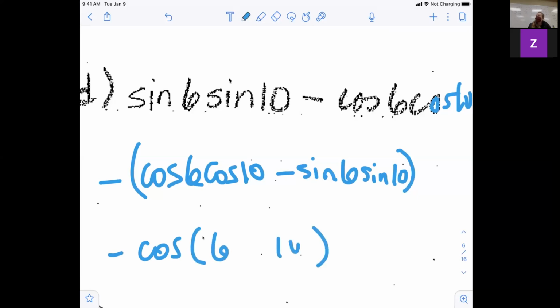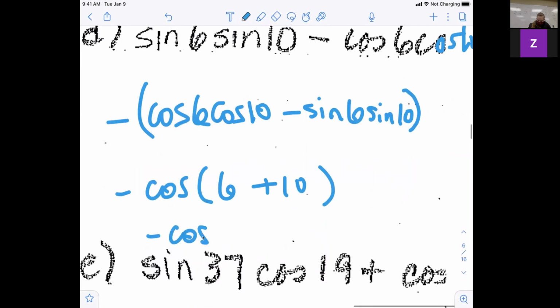My angles are 6 and 10. Am I going to add or subtract those? Add. So cosine is opposite, so I'm going to add them. So that gives me negative cos of 16.